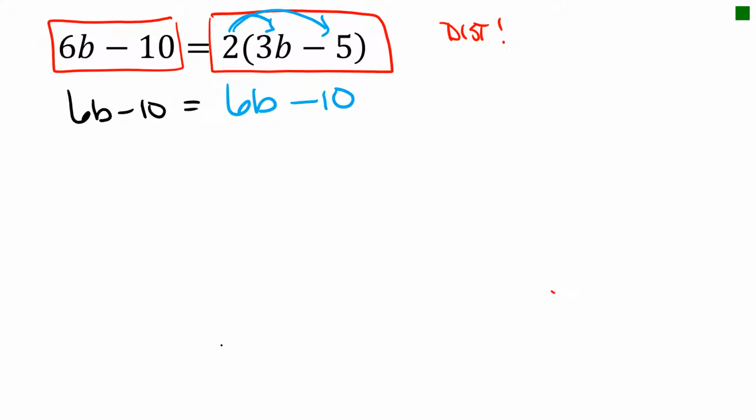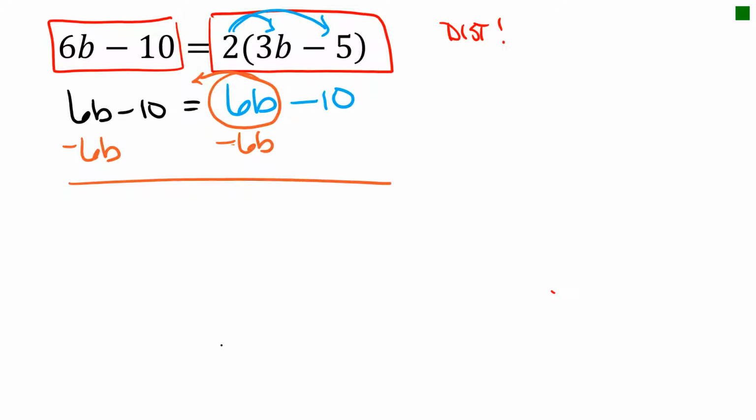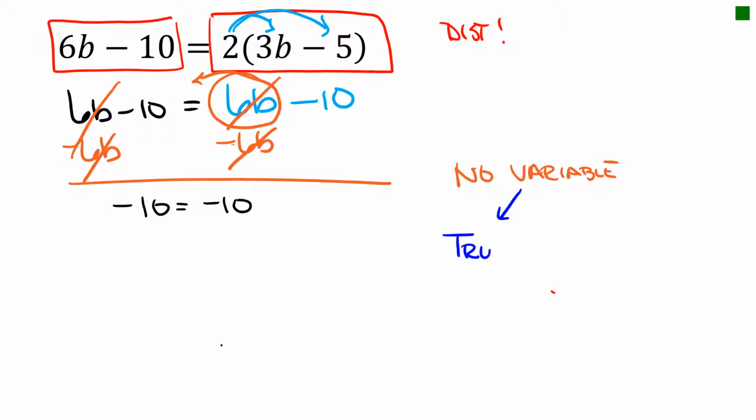Now I'm going to move this 6b over to that side. I'm going to subtract 6b on both sides. Cancel, cancel. What I end up with is negative 10 equals negative 10. So I'm back to where I just was. There is no variable. Variable has disappeared. It's canceled out. And what I have left is true. What that means is there are infinitely many solutions.